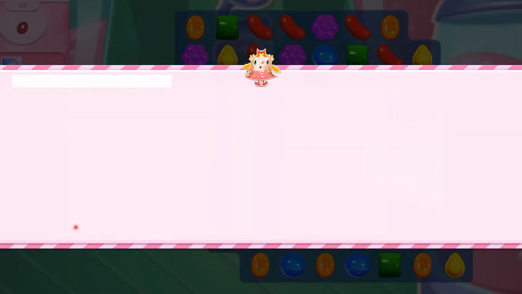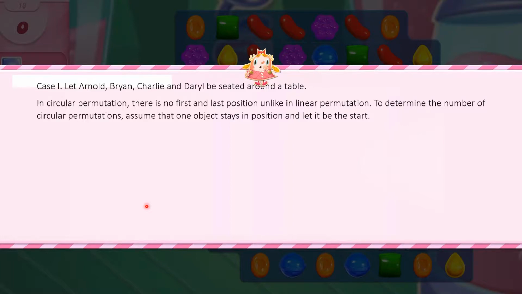In our first example, case 1, let Arnold, Brian, Charlie, and Daryl be seated at a round table. In circular permutation, there is no first and last position, unlike in linear permutation. To determine the number of circular permutations, assume that one object stays in position and let it be the start.